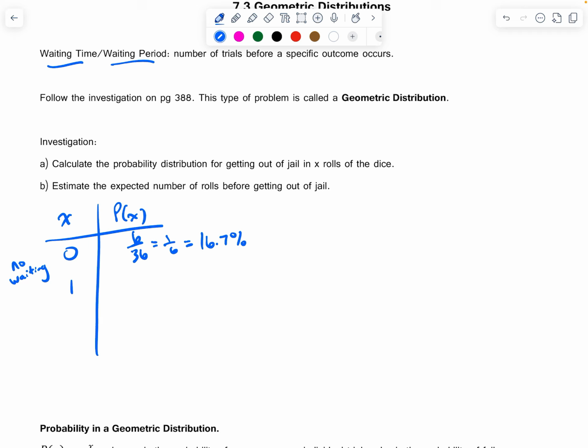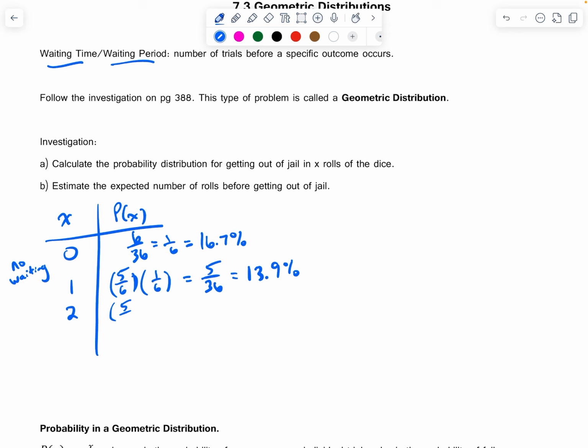There's a possibility you could wait 1 time. If you wait 1 time, that means you failed once, which is a 5 in 6 chance of not getting a double. And then you would get what you want, 1 in 6. So 5 over 6 times 1 over 6 is 5 over 36. And 5 divided by 36 is 13.9%. We could do it in 2 rolls, meaning you fail 2 times.